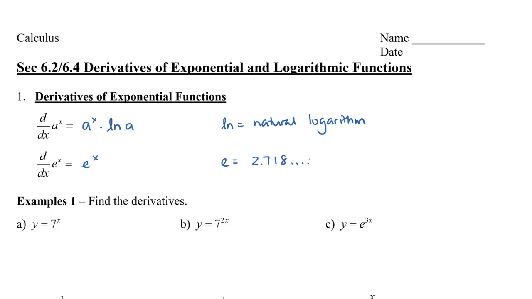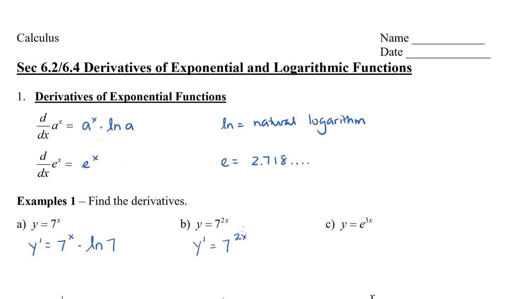So we're going to use these rules to find the derivatives of these three functions here. So the derivative of y equals 7 to the x is going to use the first rule here. So a is our 7, so 7 to the x times the natural log of 7. Sometimes people, instead of saying natural log because it's so long, just call it ln as well.